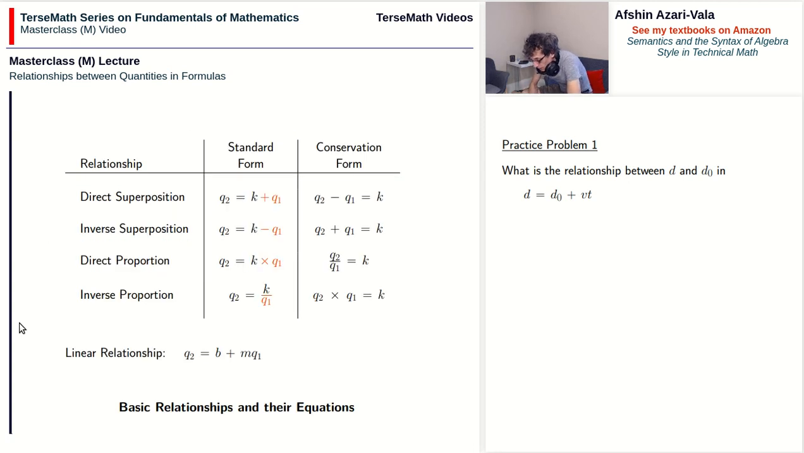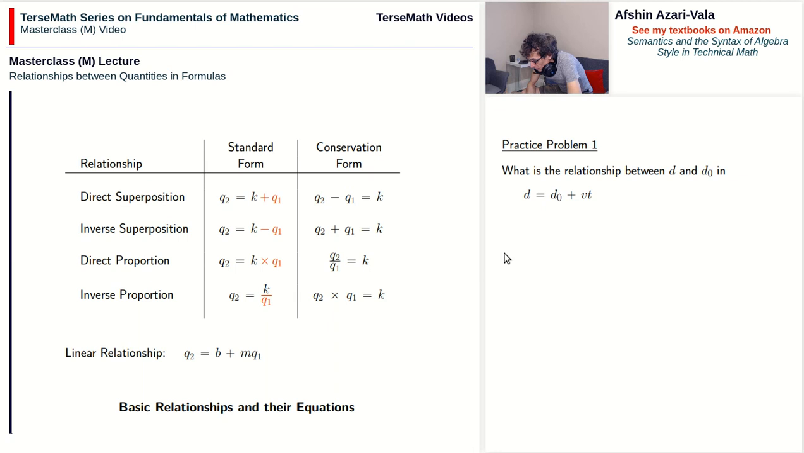And here is a listing of all the different kinds of equations that we know about so far. For direct superposition, inverse superposition, direct proportion, and inverse proportion, the standard form of the equation and also the conservation form are given. For linear relationships, Q2 is equal to b plus mQ1, with b and m being constants. Just a quick note that this equation can capture pretty much any linear relationship except vertical lines. This is something that we will talk about in more detail in the videos ahead when we take up the topic of linear equations.